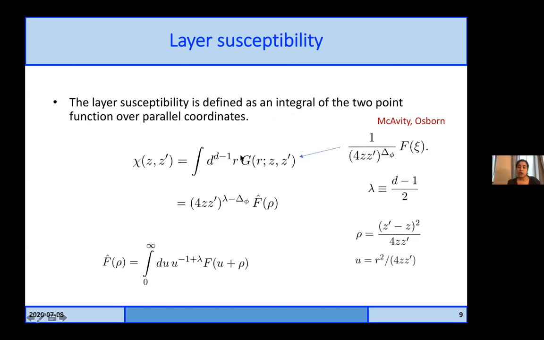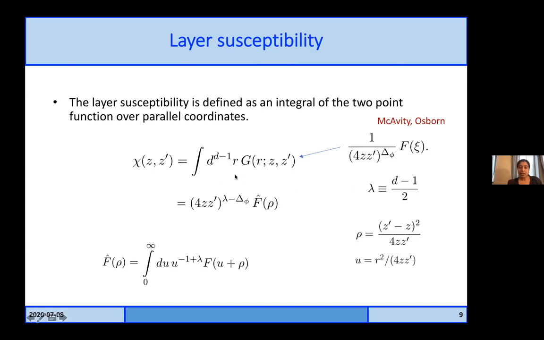Now we know the scaling behavior of the two-point function goes like this. If we insert this in this integral and do the integral over the angular coordinates, we end up getting something which looks like this, where this f hat is the radial integral, which we just keep as it is. And this coefficient depends on the bulk spectrum, the operator dimension delta phi and the space-time dimension. Now this rho is defined this way. So it's a combination of z and z prime.